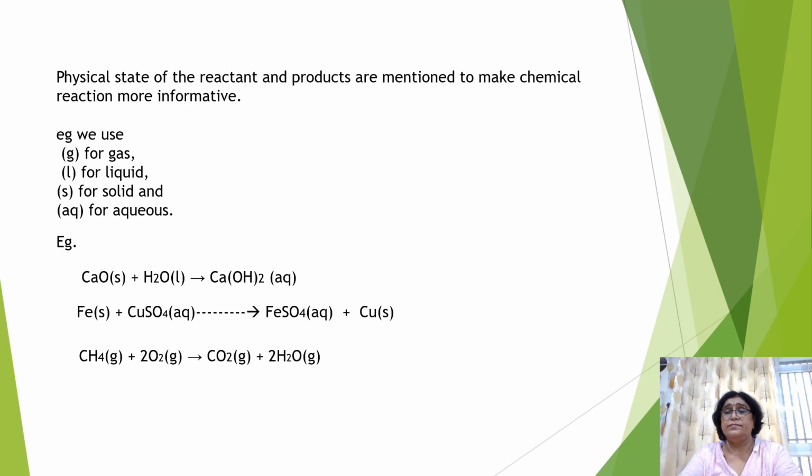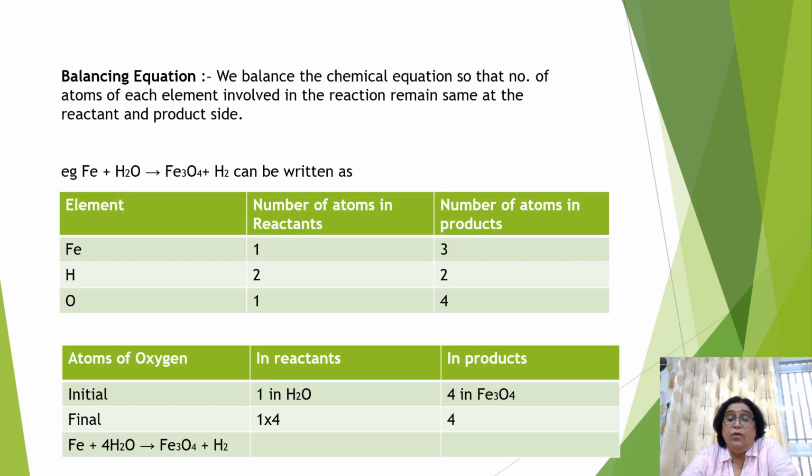Okay. Balancing equation. Now what is balancing equation? When I am writing a chemical reaction, the number of atoms of each element on the reactant side and the product side should be the same. So that is called a balanced equation. So we balance the chemical equation so that the number of atoms of each element involved in the reaction remains the same at the reactant and product side.